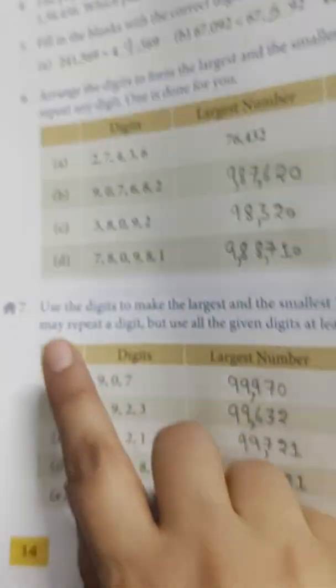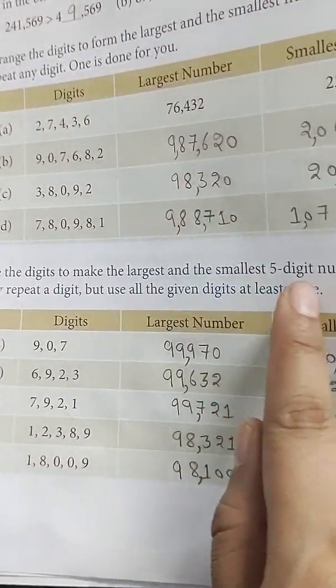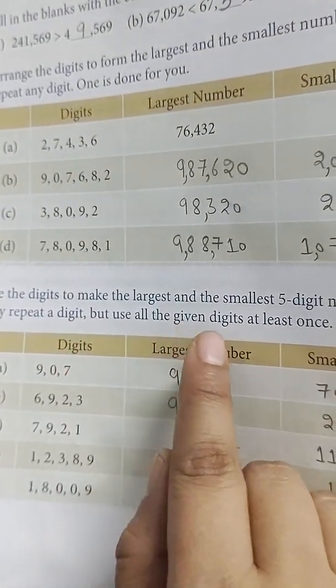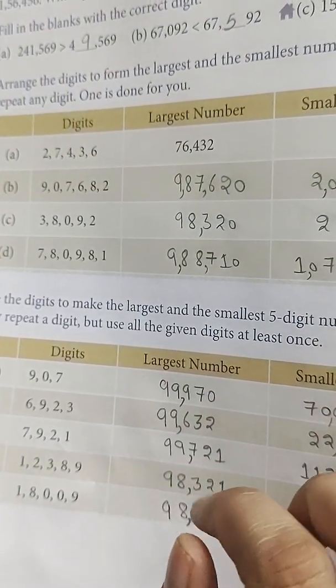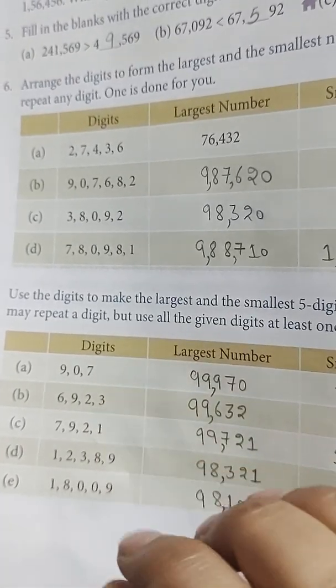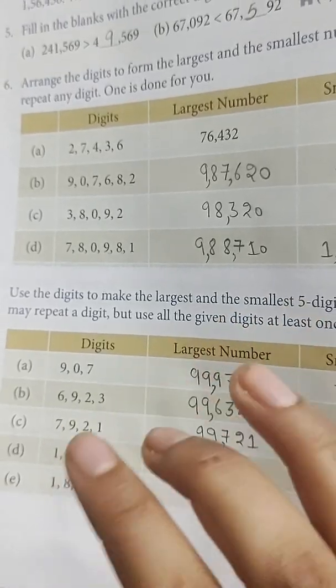Now we use the digits to make the largest and the smallest 5 digit number. You may repeat a digit, but use all the given digits at least once. Here we have to make a 5 digit number. Sometimes we are given 3 digits, sometimes 4 digits, so we have to repeat a number. But each and every digit you have to use at least once.